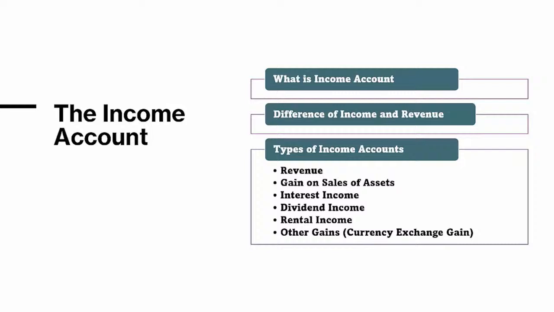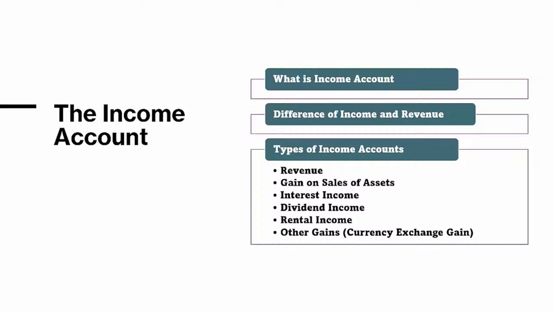Summary of non-revenue income accounts. To keep it clear, here's a list of income accounts that do not fall under revenue: gain on sale of assets, interest income, dividend income, rental income from property, if not part of the core business, currency exchange gains, other miscellaneous income. These accounts reflect additional ways a business can earn income aside from its primary business activities.